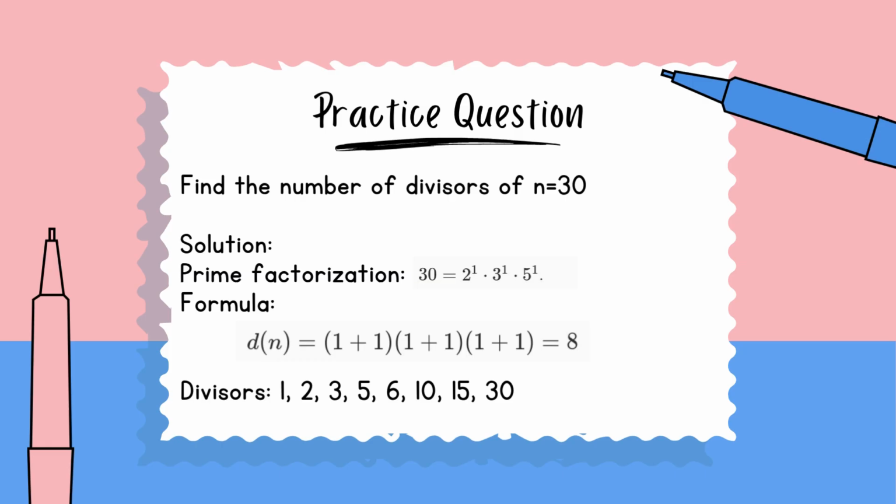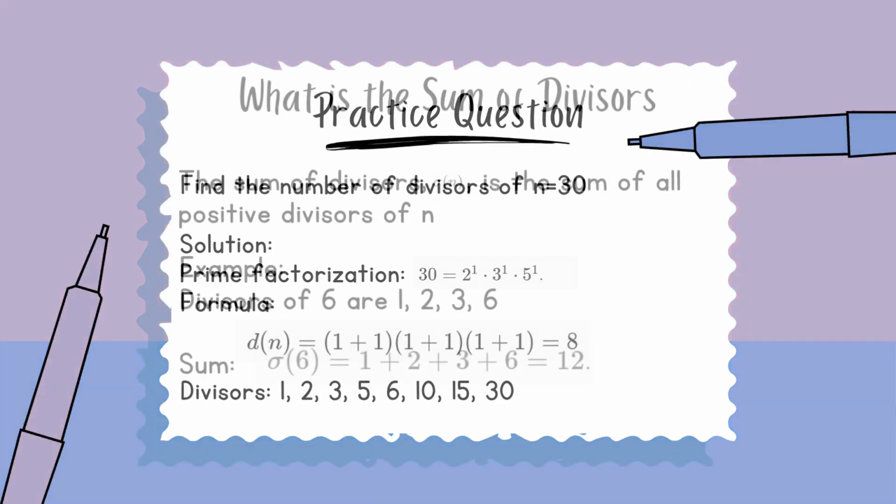For step 3, substitute the values. So d of 30 equals 1 plus 1 times 1 plus 1 times 1 plus 1. So it is equal to 2 times 2 times 2, which is 8. So therefore, 30 has 8 divisors, which are 1, 2, 3, 5, 6, 10, 15, and 30.